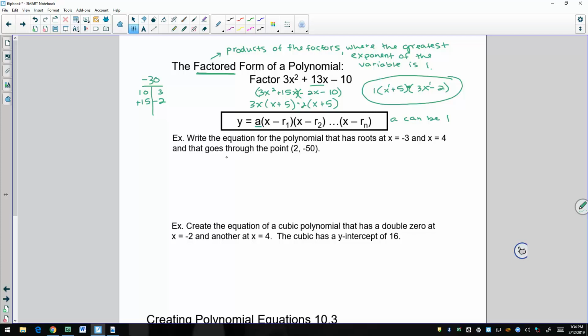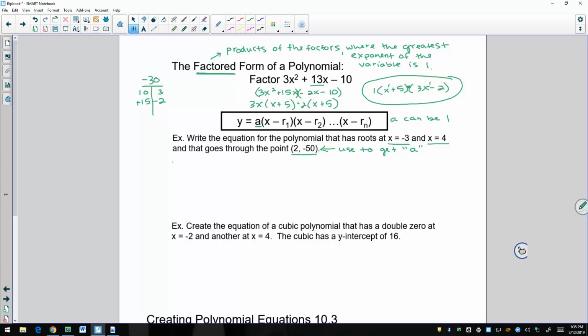So in order to write your equation in factored form, they have to tell you where the roots are. So they told us for this first one, here are the 2 roots. Okay, and they want us to write the equation, and they tell us it has to go through this point. This point is what we are going to use to get a. We can get our factors by just knowing our roots, but we won't know if there's a number out in front unless we plug in this point for our x and our y and solve for a.